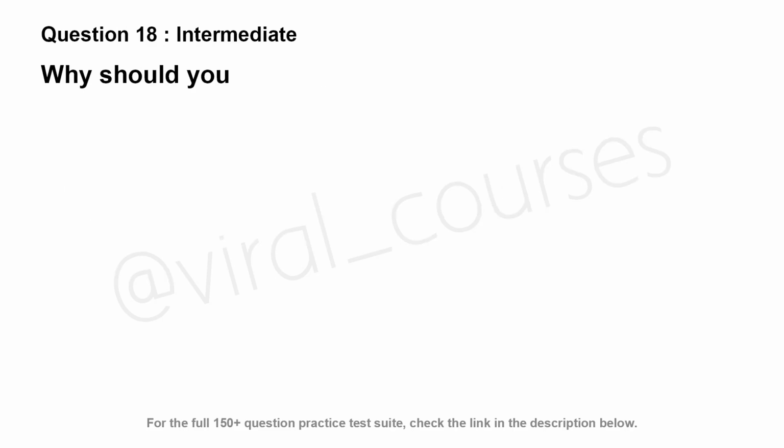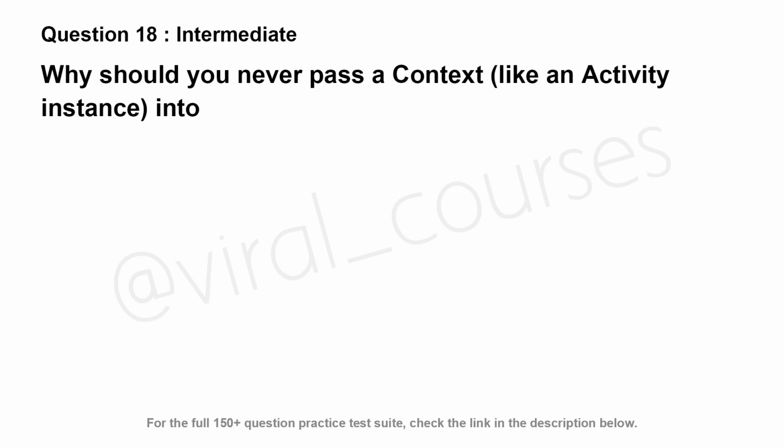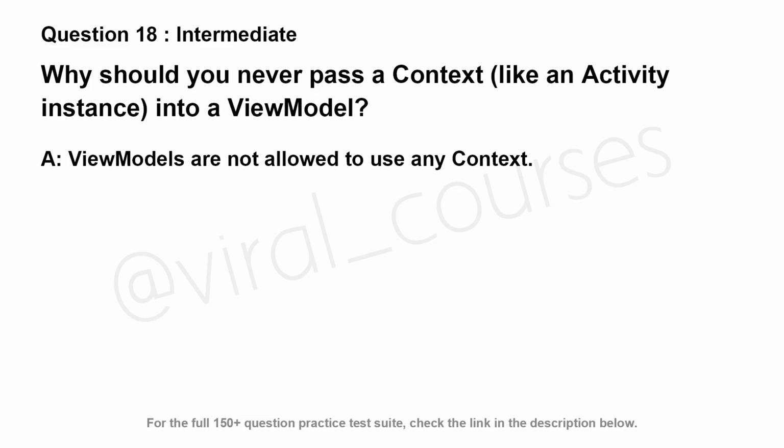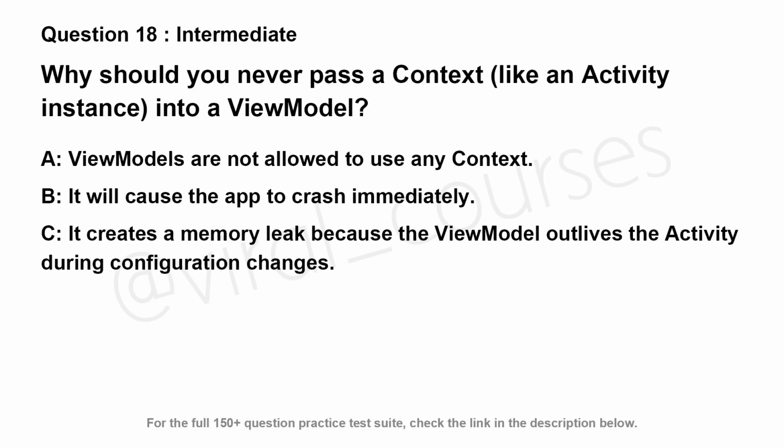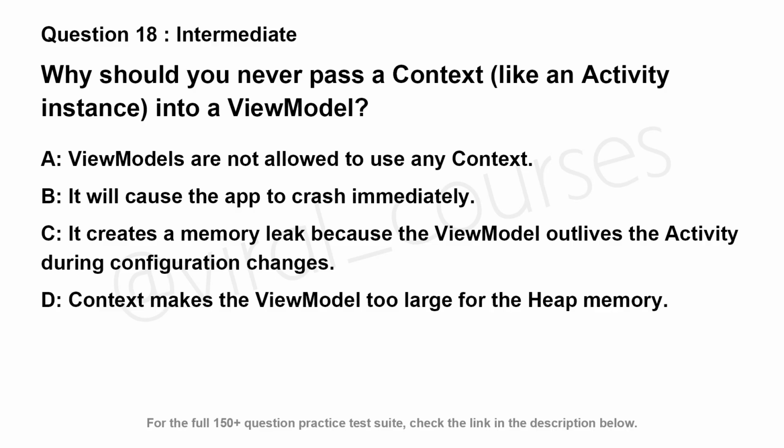Why should you never pass a context, like an activity instance, into a view model? Option A, view models are not allowed to use any context. Option B, it will cause the app to crash immediately. Option C, it creates a memory leak because the view model outlives the activity during configuration changes. Option D, context makes the view model too large for the heap memory.